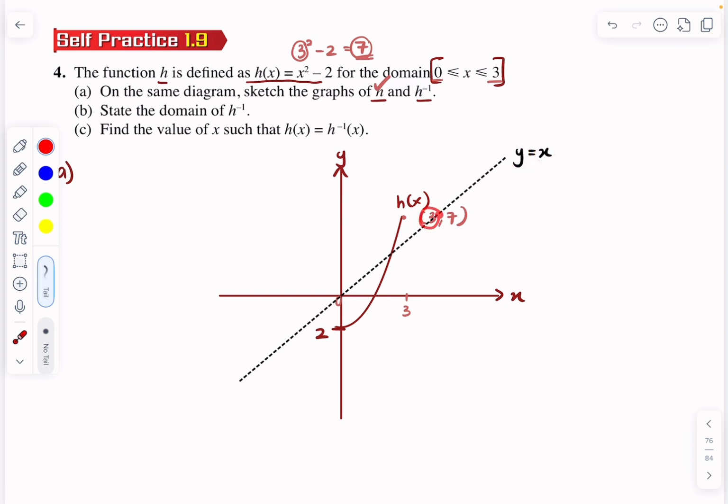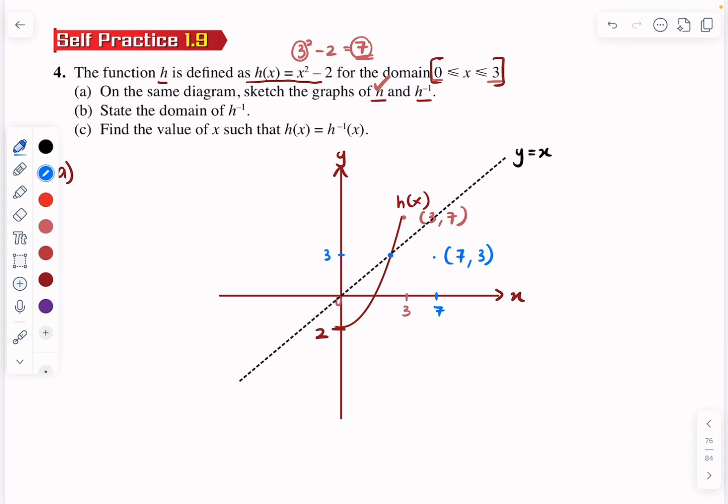So if this point we reflect about the line, this is (3, 7), isn't it? x is 3, y is 7. After reflection about this line, the x will become y and the y will become x. So our new coordinate here, I draw in blue, will be (7, 3). So the x is 7, the y will be 3. Then this point will remain there because even if you reflect this point on the line, it will still stay there.